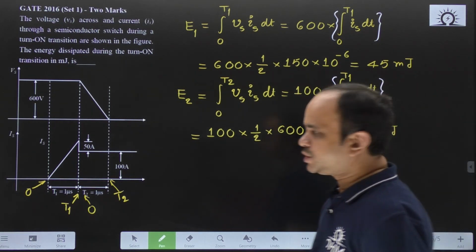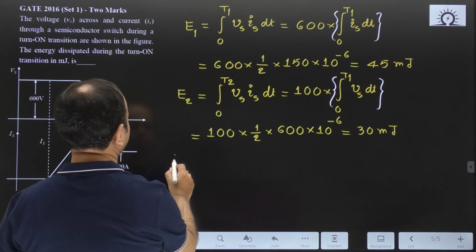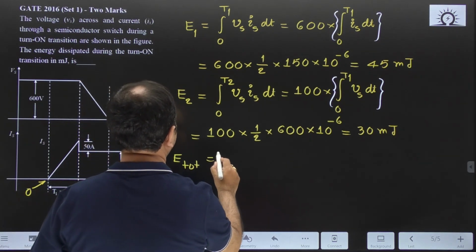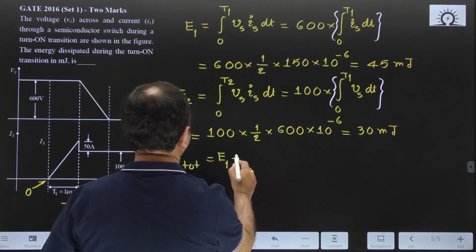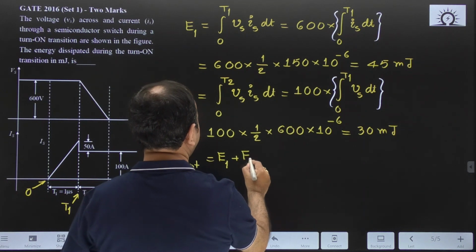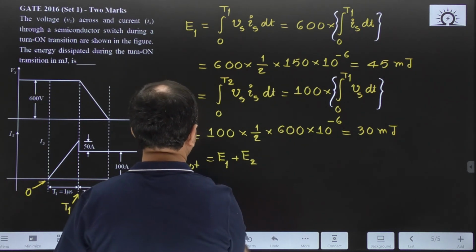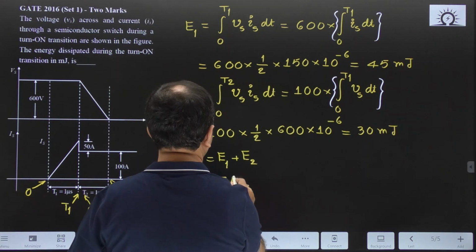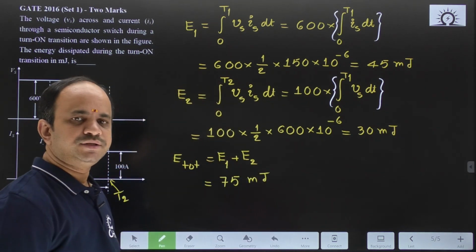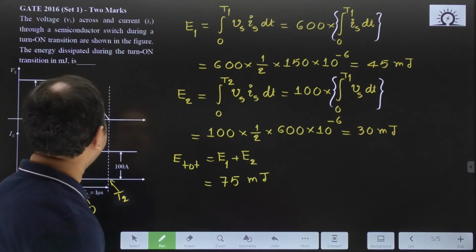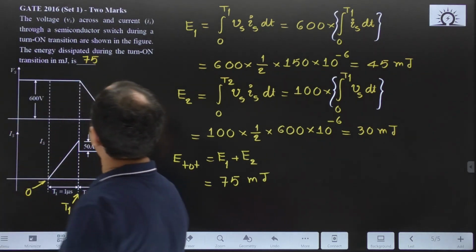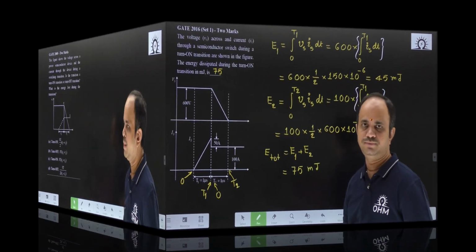So, the total energy loss during this transition is equal to energy loss during interval 1 plus energy loss during interval 2. By adding 45 and 30, we will get the answer 75 millijoule. Therefore, the answer for this question will be 75 millijoule.